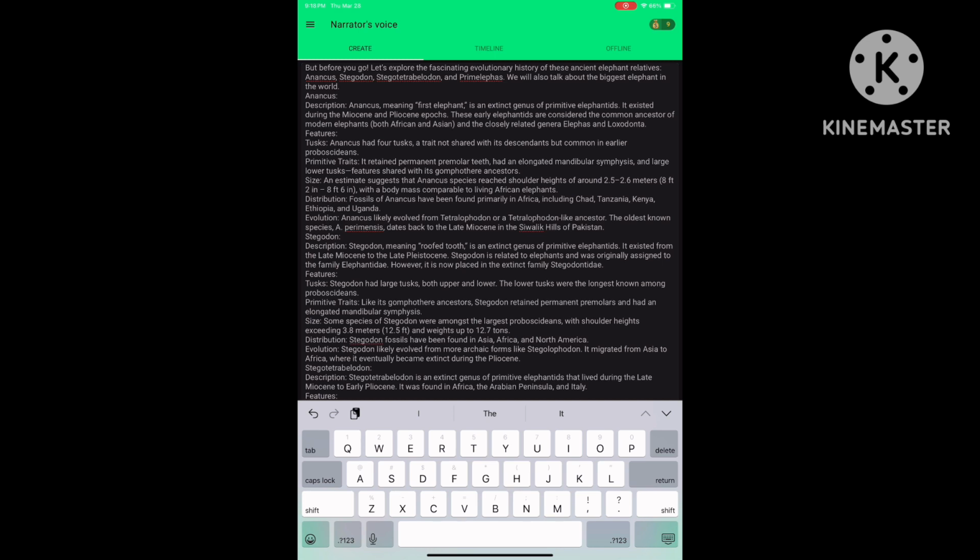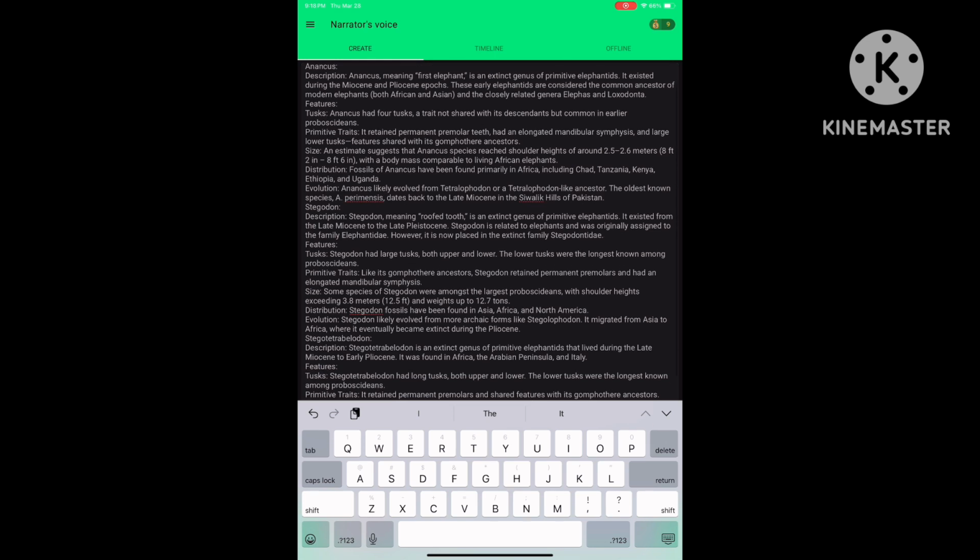Enix. Description. Enix, meaning first elephant, is an extinct genus of primitive elephantids. It existed during the Miocene and Pliocene epochs. These early elephantids are considered the common ancestor of modern elephants, both African and Asian, and the closely related genera Lepus and Loxodonta. Features. Tusks.